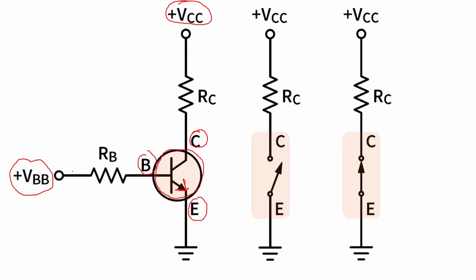which will generate the input current IB. Now, if input is not given and if input current is not flowing, then the transistor will not conduct. If the input current is not given, if IB is equal to 0, then the base will not drive the transistor into conduction and the transistor will not conduct, and hence it will act as an open switch.